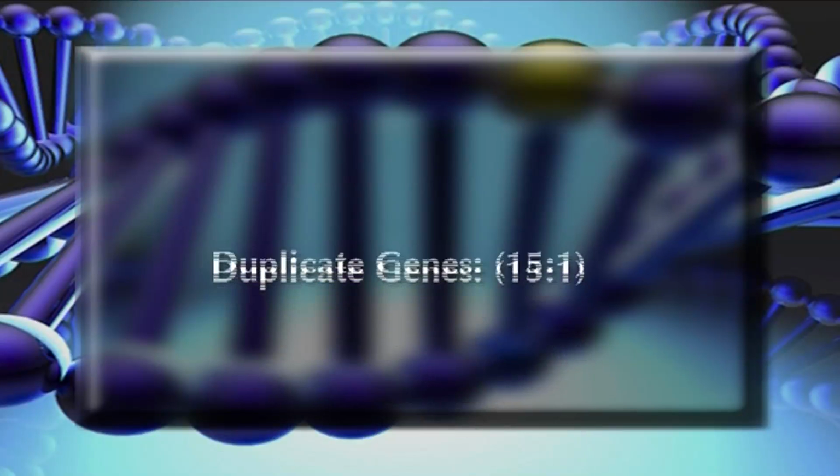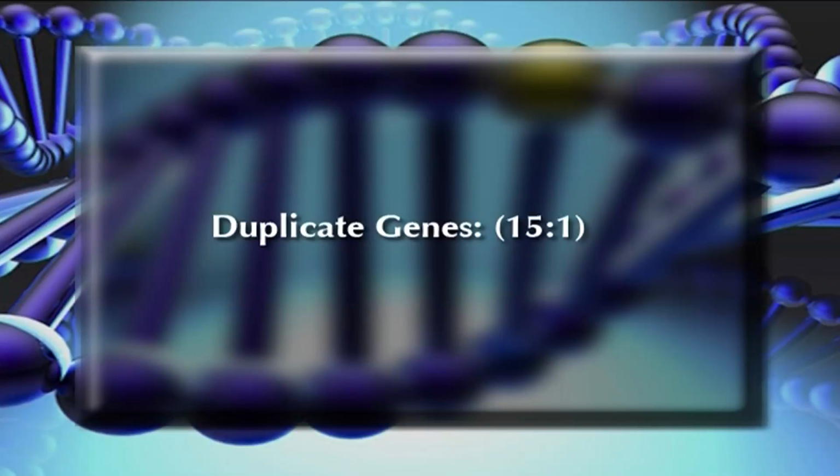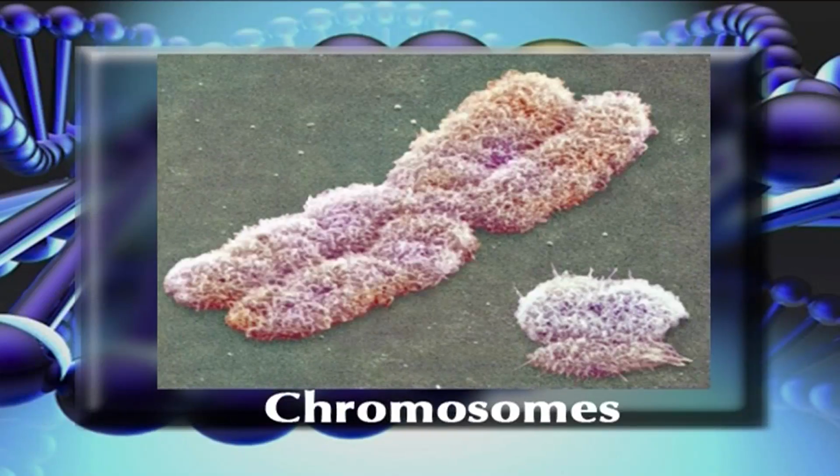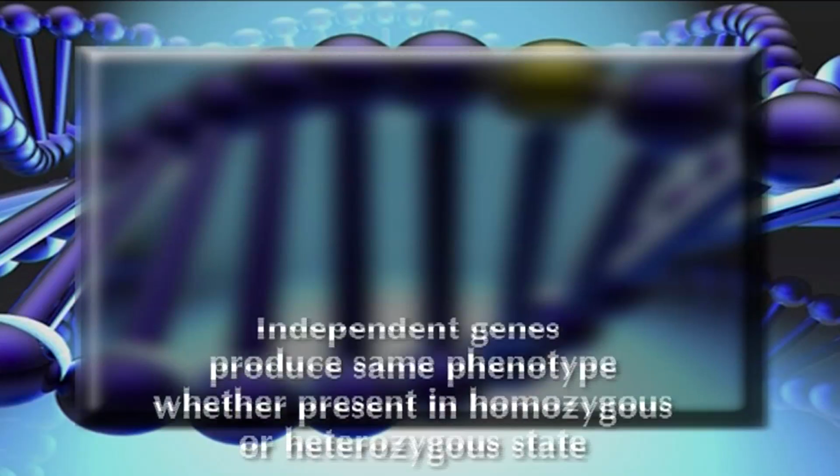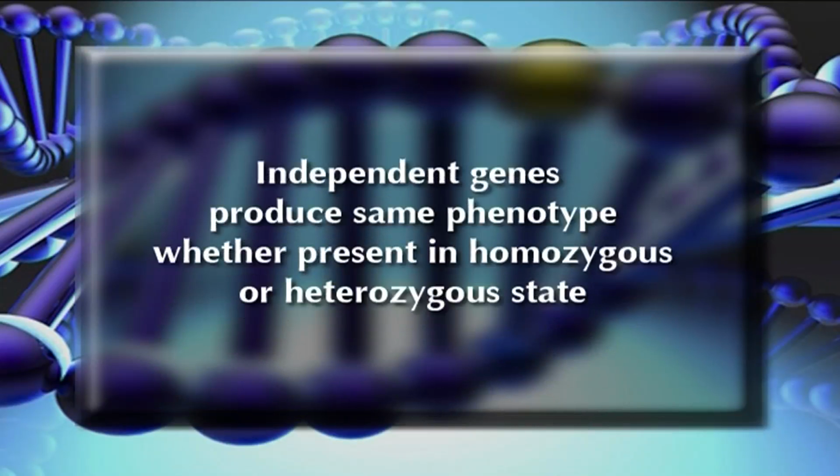Number 1. Duplicate genes. Duplicate genes are two or more independent genes present on different chromosomes which determine the same or nearly the same phenotype, so that either of them can produce the same character. The independent genes do not have a cumulative effect. They produce the same phenotype whether present in homozygous or heterozygous state.